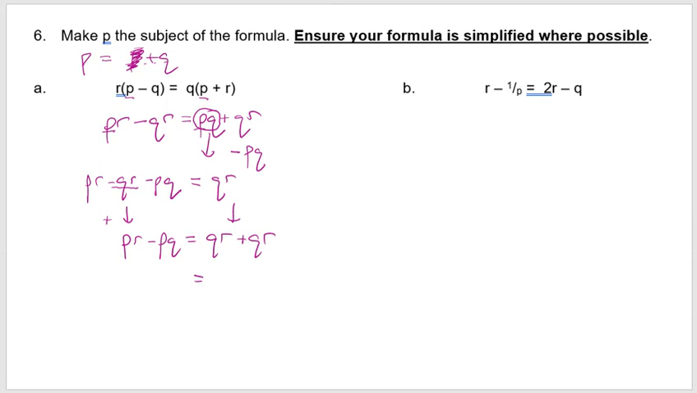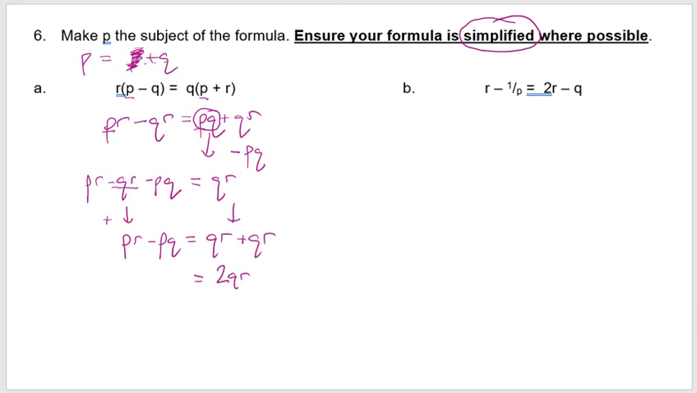Now, before I start looking at this left-hand side, notice I have two identical terms on the right. Notice that it is in bold and underlined at the top. We want to make sure our formula is simplified where possible. QR plus QR, exactly the same term. I've got two lots of them, so I'm going to write that as two lots of QR.